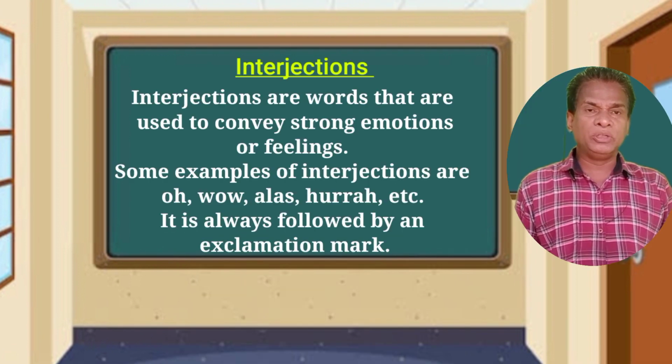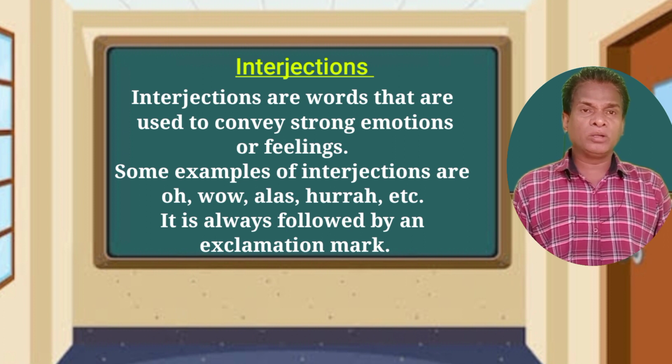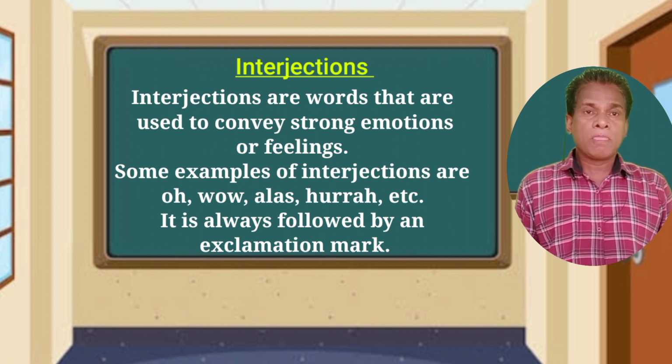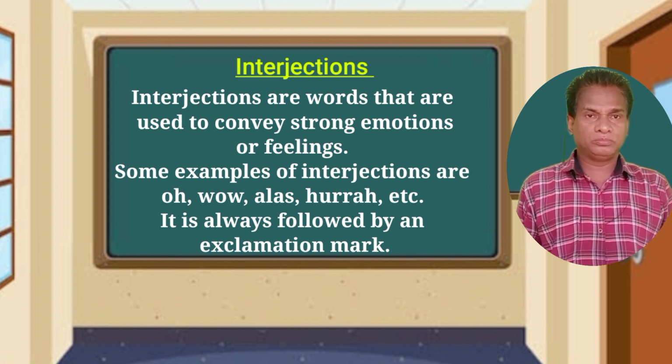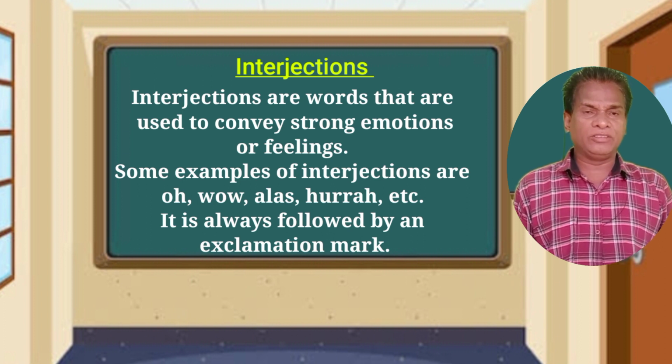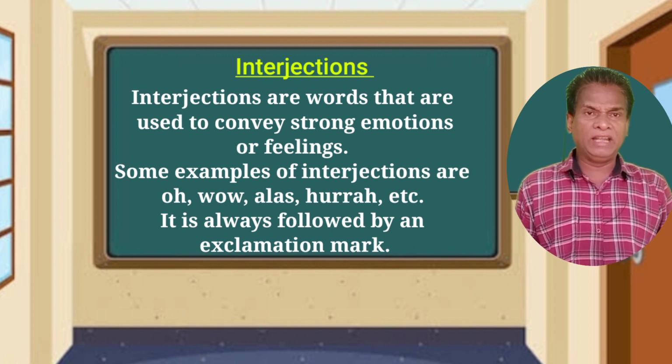Interjections are words that are used to convey strong feelings and emotions. Some examples of interjections are oh, wow, hooray, alas, etc. It is always followed by an exclamation mark.